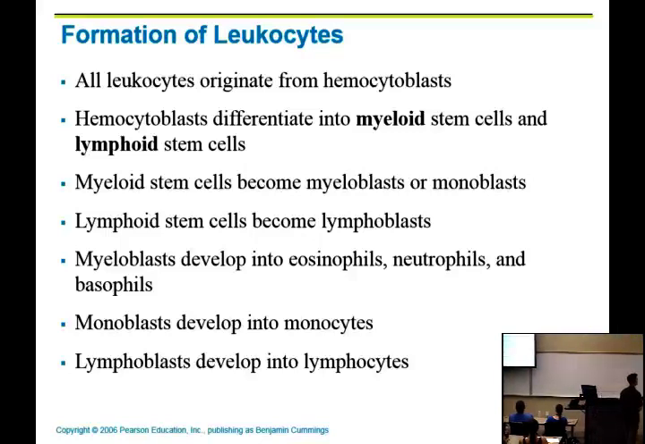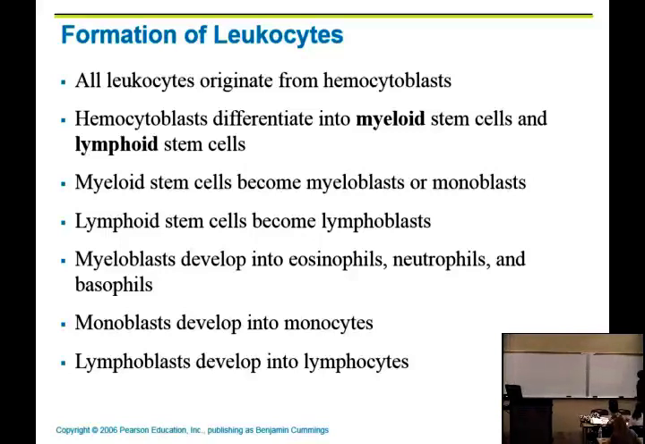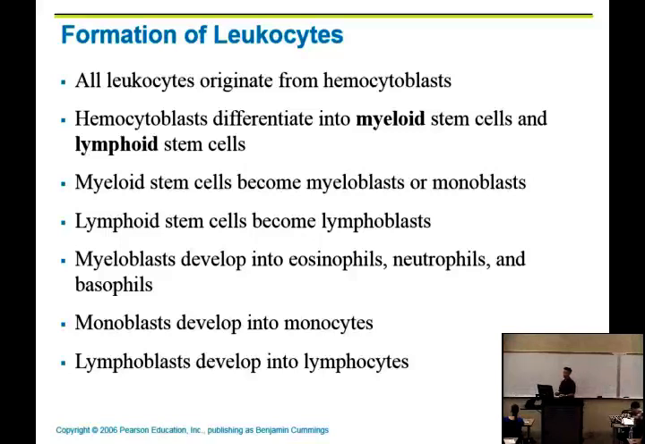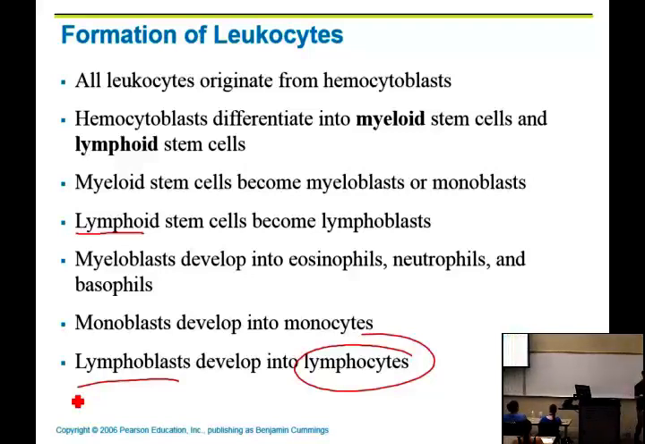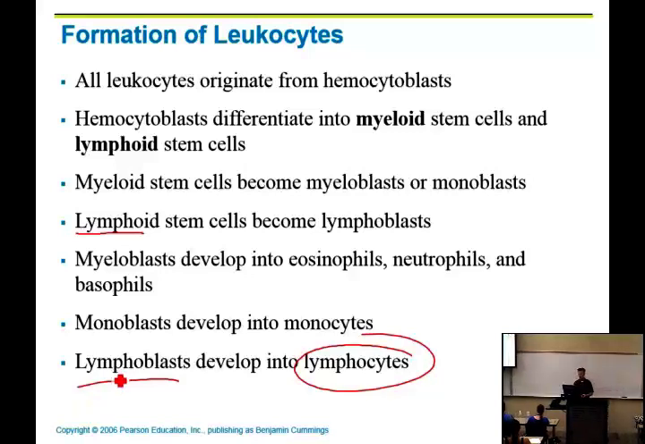But what we find is that as we differentiate or specialize into these 5 different types of white blood cells, there are 2 different lines of stem cells: ones that are called myeloid stem cells and ones that are called lymphoid stem cells. Lymphoid stem cells become lymphocytes, right? So they have this particular cell line that develops only into lymphocytes. They have a big job in terms of protecting us and giving us immunity, like we said we're going to talk about later. So they have a dedicated cell line called lymphoblasts, which come from lymphoid stem cells.